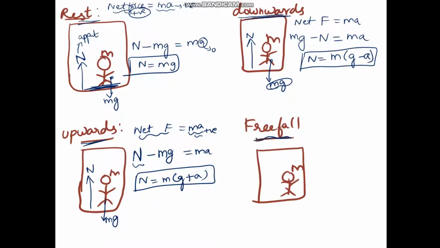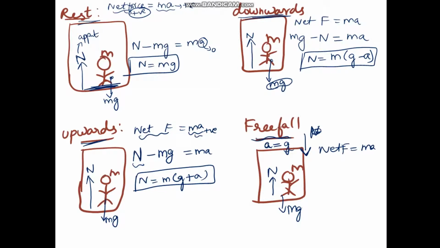Free fall is nothing but acceleration is equal to acceleration due to gravity. Free fall is also moving downward only. Free fall is nothing but the one which is falling freely under the acceleration due to gravity g. Now let us resolve the forces. Upward force is N, downward force is mg. Net force is equal to ma.